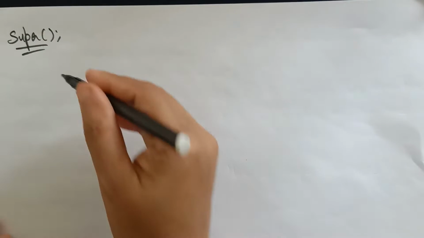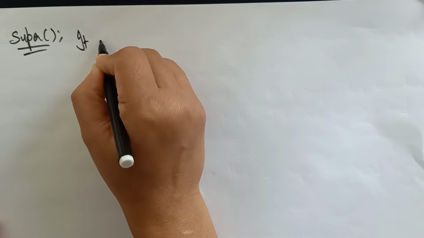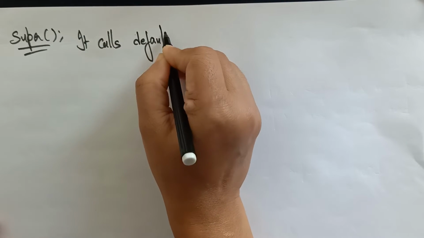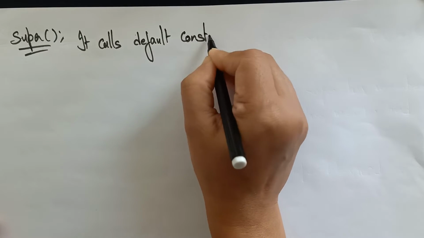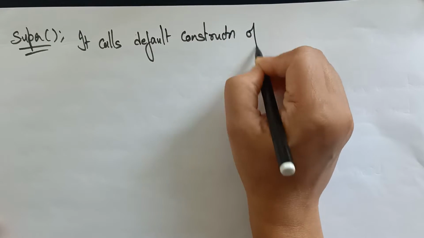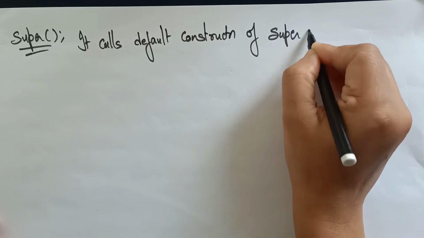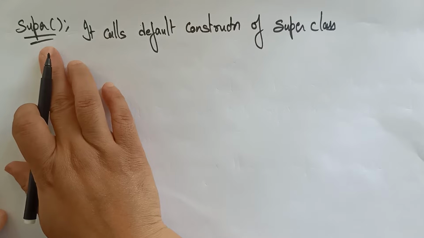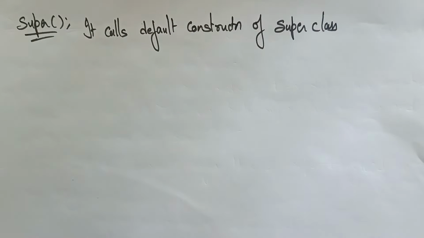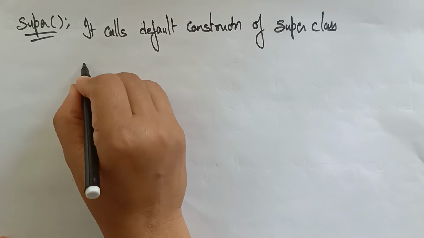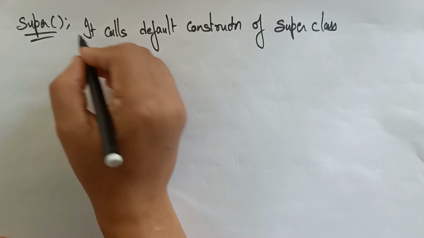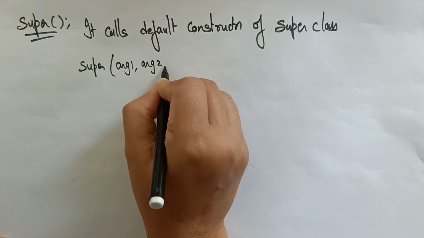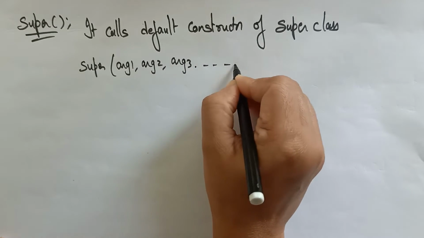Super constructor. It calls the default constructor of which class? Super class. This super, with brackets, calls the default constructor of the super class. The super constructor can be without arguments, and with arguments also: argument 1, argument 2, argument 3, and so on.